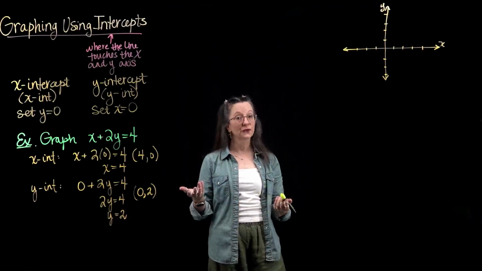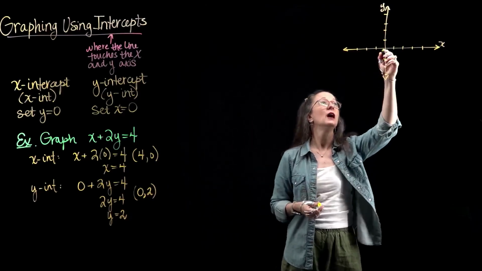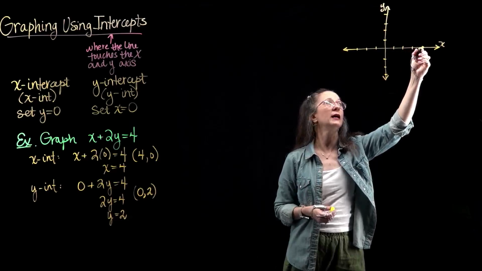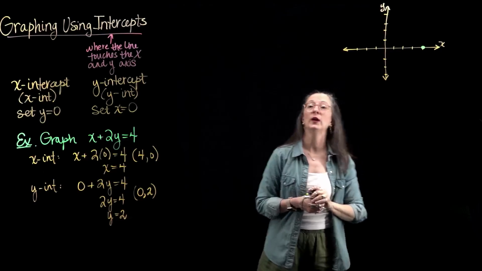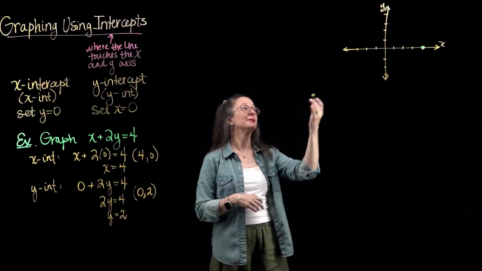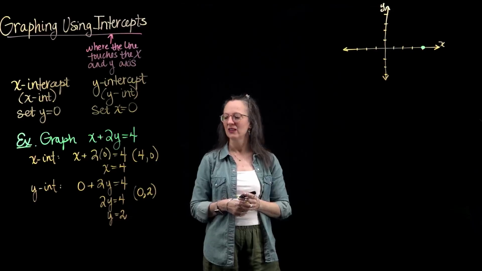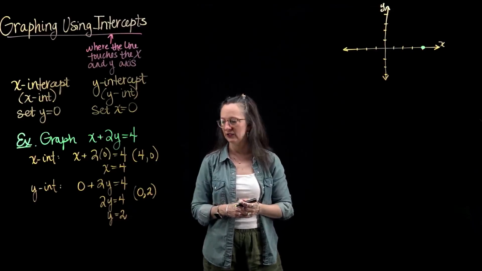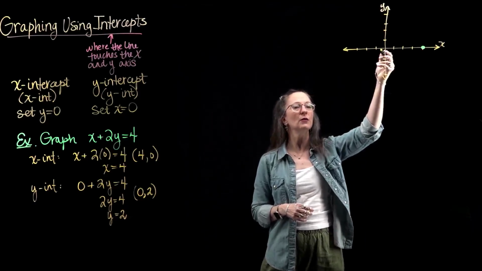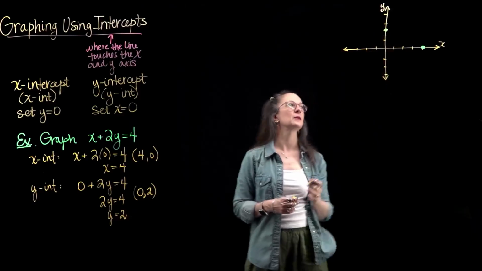All right, so first I'm going to plot the point 4, 0. So I'm going to start at the origin. I'm going to go 4 in the x direction and 0 in the y and place a point there. Remember, we were looking for the x-intercept. It showed up on the x-axis just like it should. Next, let's plot that y-intercept, which is 0, 2. So I will start at the origin. I'll go 0 in the x direction and 2 in the y direction and place a point.